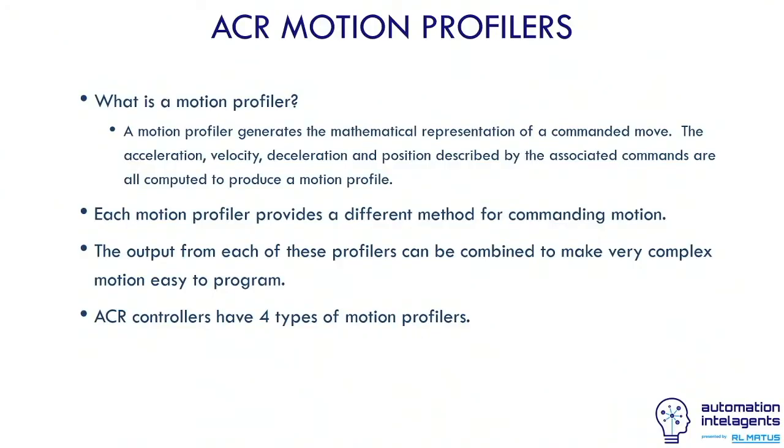So to start off with, you may ask, what is a motion profiler? A motion profiler generates the mathematical representation of a commanded move. The acceleration, velocity, deceleration, and position described by the associated commands are all computed to produce a motion profile. Each motion profiler provides a different method for commanding motion. The output of these profilers can be combined to create very complex motion that's easy to program. The ACR controllers have four types of motion profilers.